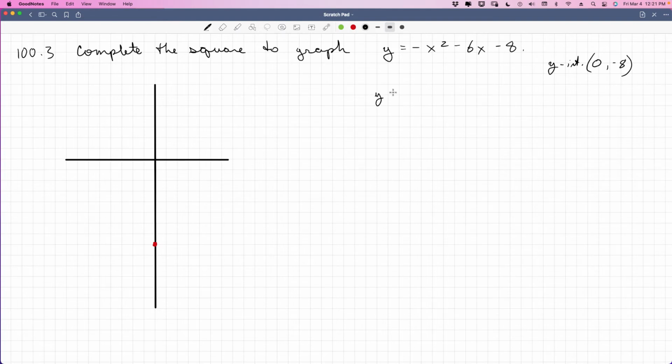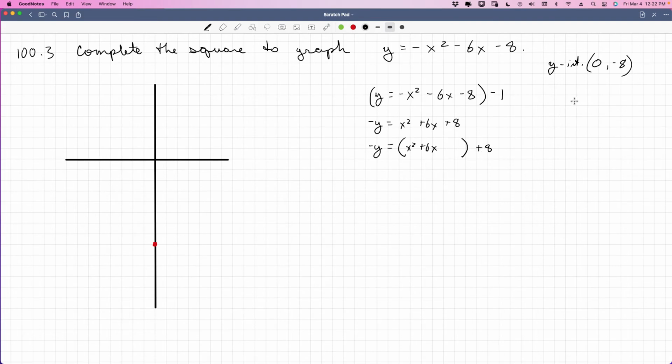So y equals -x squared minus 6x minus 8. So our first step, because we have a -x squared value, is we're going to multiply the whole equation by -1. Negative y is equal to x squared plus 6x plus 8. Now we're going to allow room to complete the square. x squared plus 6x, we leave a little space and then we say plus 8.